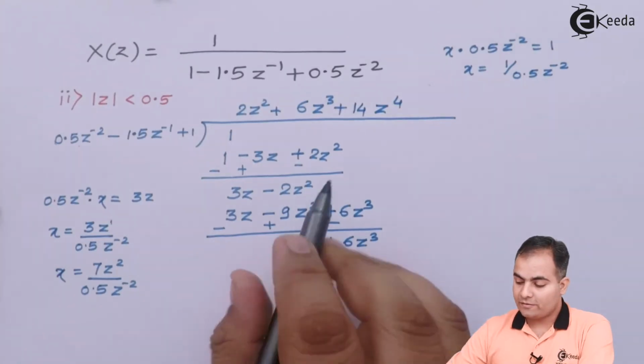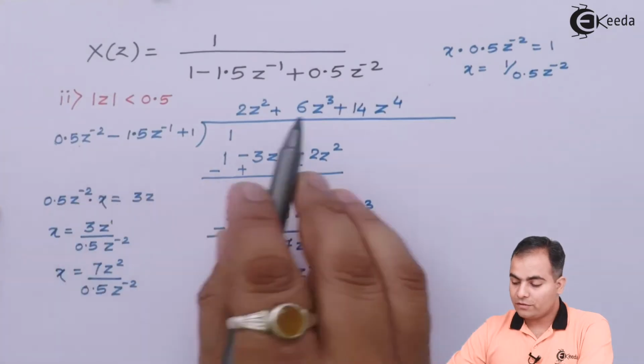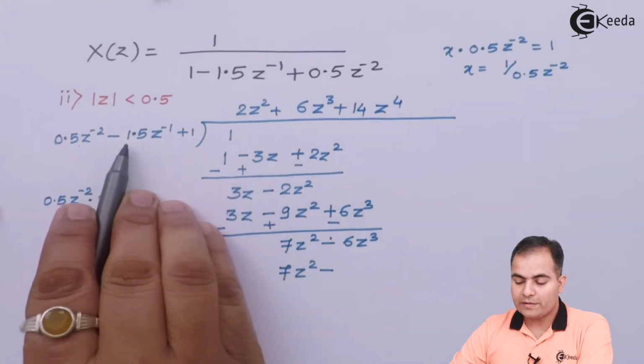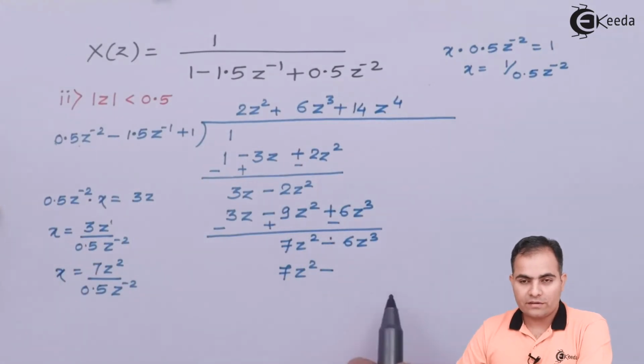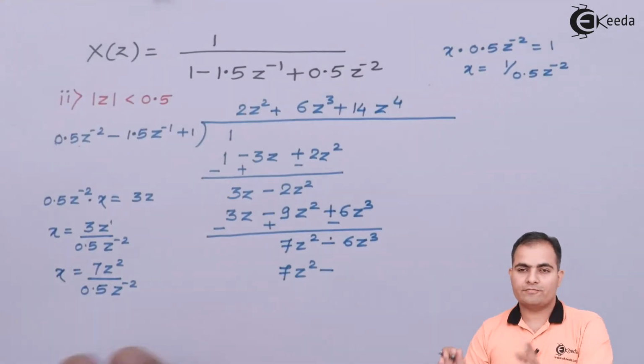Now do the next thing. 14 into 1.5, this whole 14z to the power 4 will be multiplied with the next two values, and then I will do the subtraction. Then let's see what result you will get.